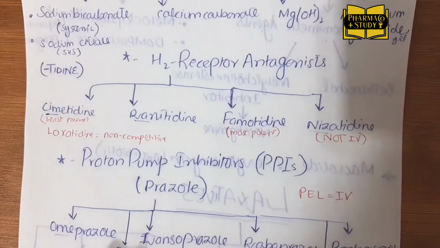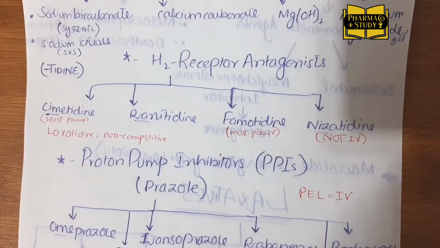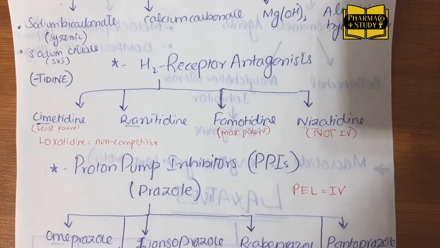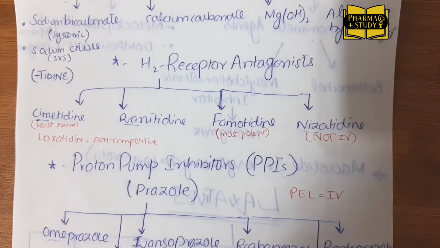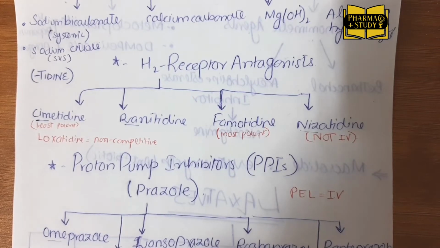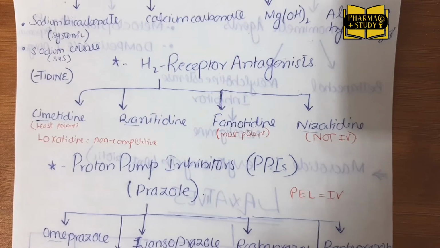Now comes the H2 receptor antagonists. H2 receptors are the receptors that are present in our gastric parietal cells. Histamine 2 receptors, H2 receptors, are present on the gastric parietal cells. Now in the gastric parietal cell, when histamine binds to its receptor, it causes the secretion of hydrogen and chloride into the stomach through a series of steps. And what the steps are, we will discuss when we discuss the details of these receptor antagonists.